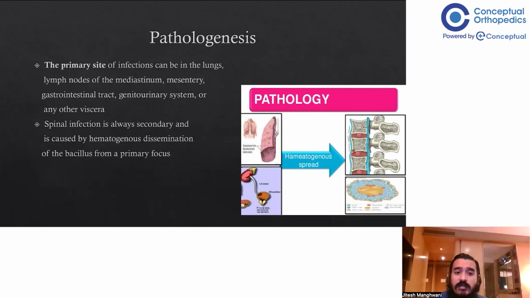The spinal infection is always secondary, and it is caused by hematogenous dissemination of the bacillus from the primary focus. So it's not like spinal infection is primary, it is secondary. It basically comes after the infection from the lungs. How does it spread? It spreads via the hematogenous route, and there is hematogenous dissemination of the bacillus from the primary focus to the spine.